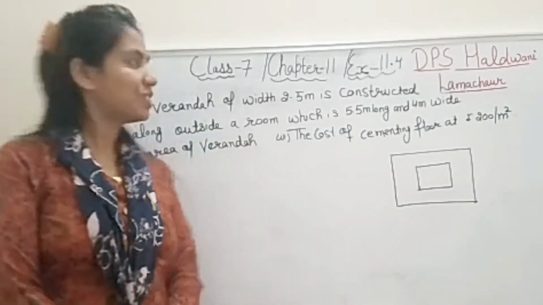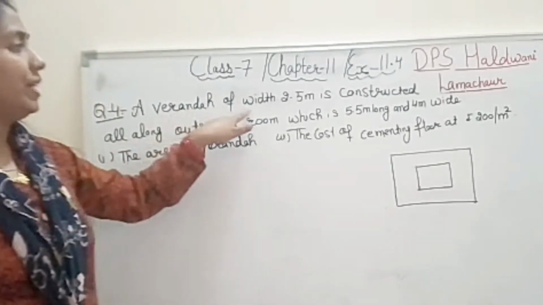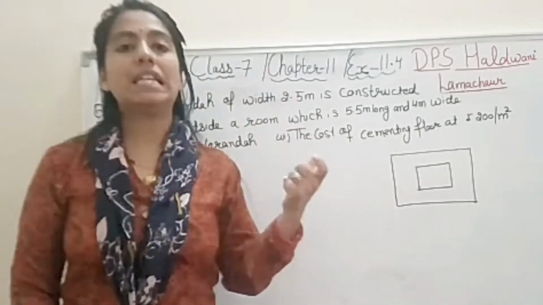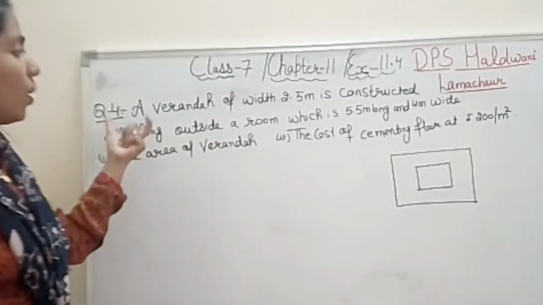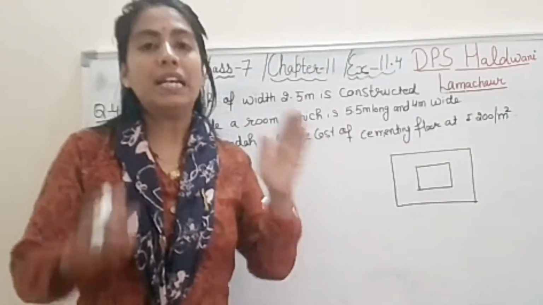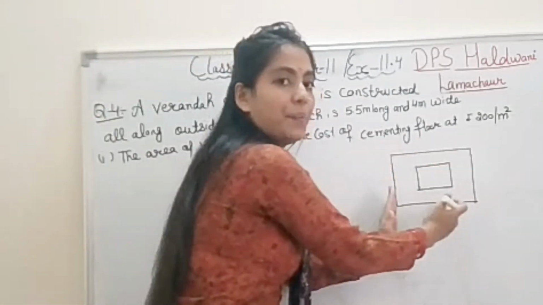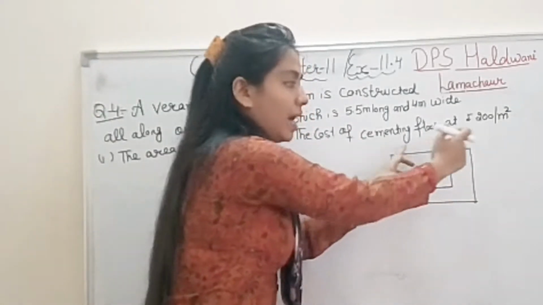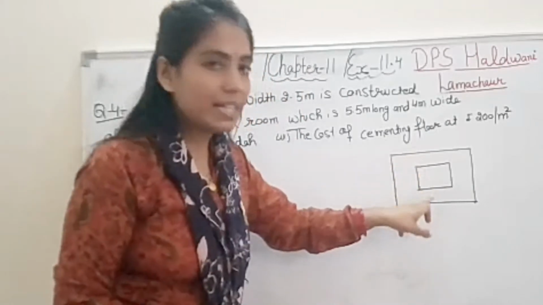Again the same type of question. A veranda of width 2 meter is constructed along a room which is 5 meter long and this much wide. It means this is the veranda and this is the room. Around the room there is a veranda.